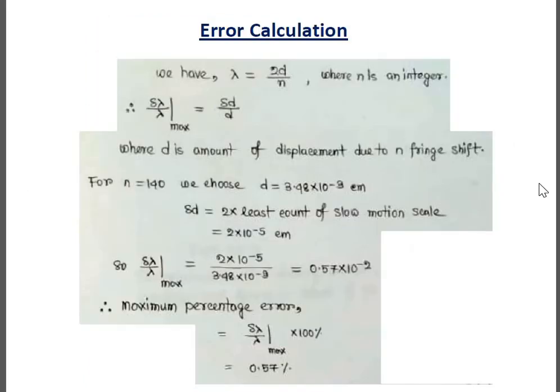Okay, and this is the final part of the practical, error calculation. So basically lambda is equal to 2d by n, and delta lambda by lambda is just delta d by d, and d is basically the amount of separation due to the n fringe shifts. So in the previous case, let me take n equal to 40, then d is this amount. And what is delta d? It is basically twice the least count of the slow motion scale. And so from here you see I am getting a maximum percentage error of around 1%, less than 1%. So this is our Fabry-Perot practical.